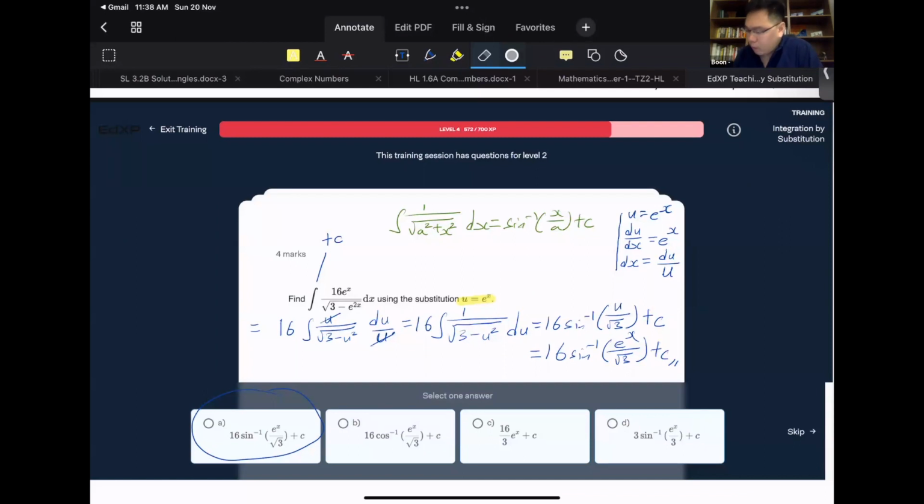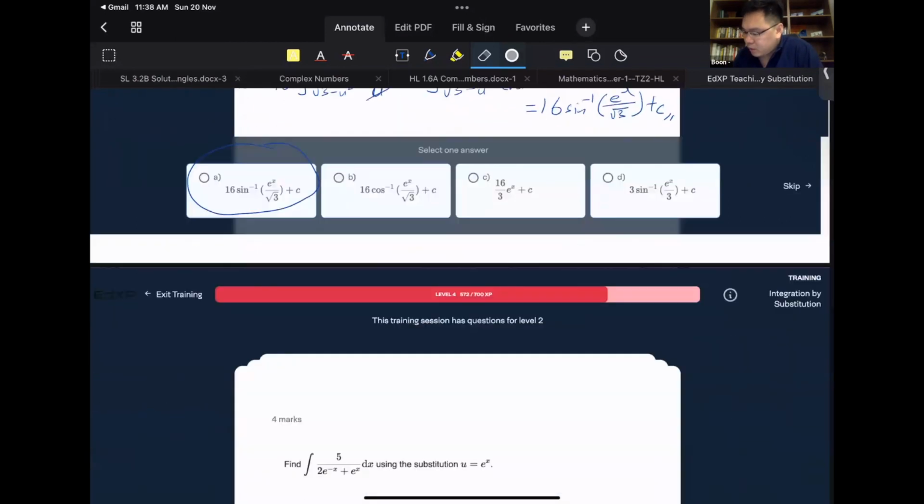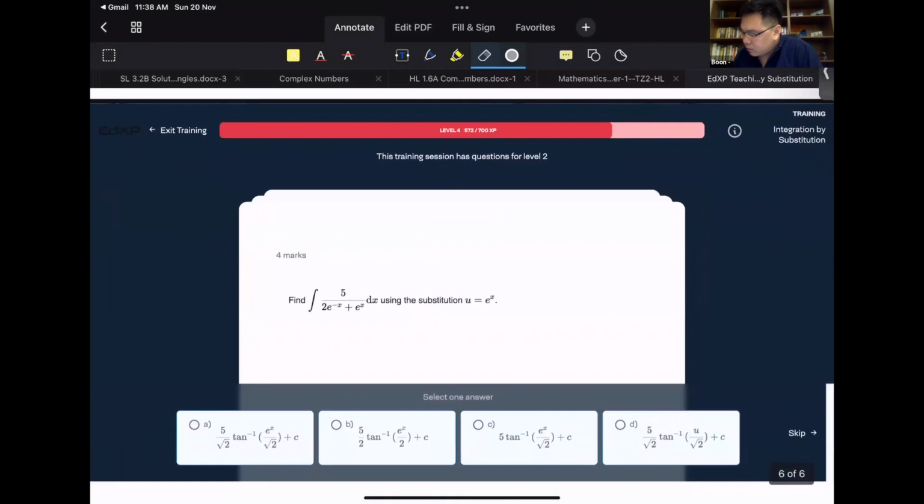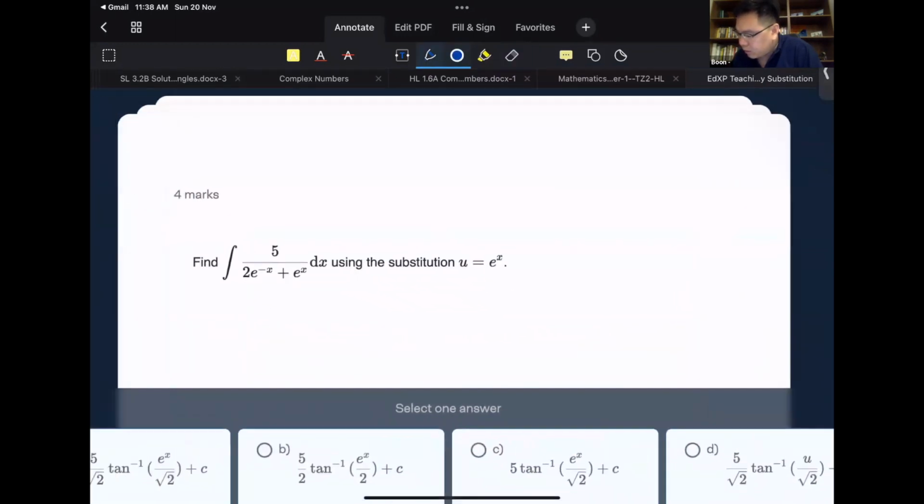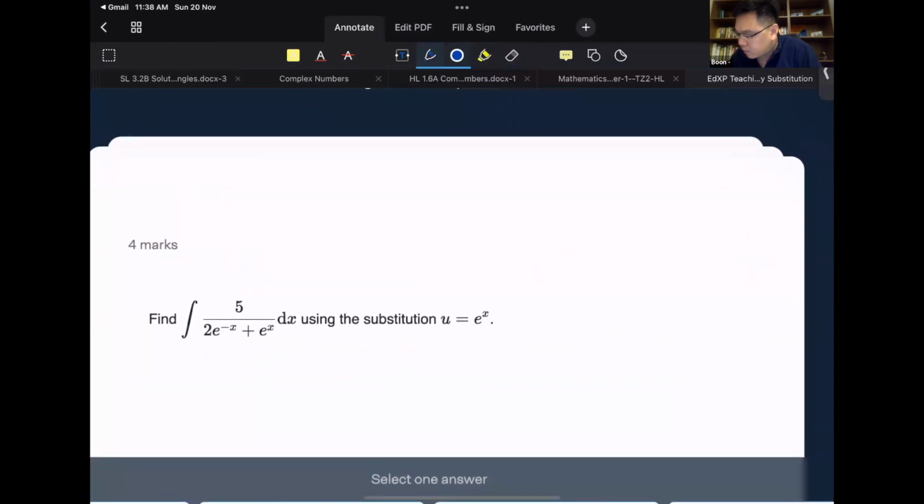Okay, I will do one more question from our EdXP database. So this is another integration by substitution question. Let me zoom in so that we can have some space. Substitution is u equals e to the x. So we're going to use that. And this is an indefinite integral, so there will be a plus c at the end in our final answer.